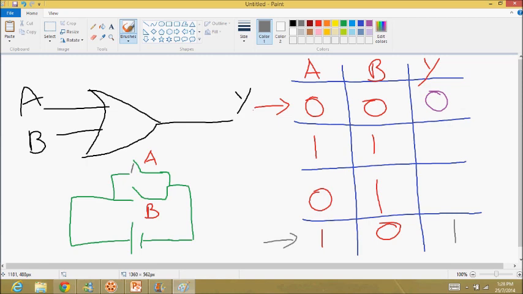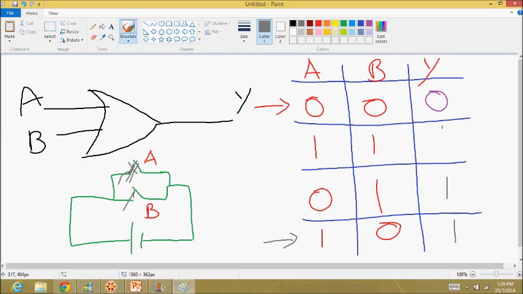Similarly, if I had closed B and kept A open, it would have been the same thing. There would be a complete closed path for the current to flow in the circuit, and hence the output would be a closed circuit or a 1 output. So then current could flow like that in the circuit. We get a 1 output again.